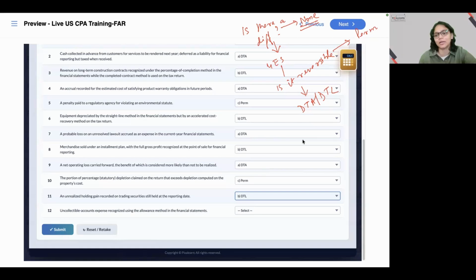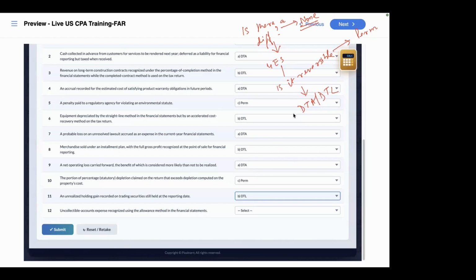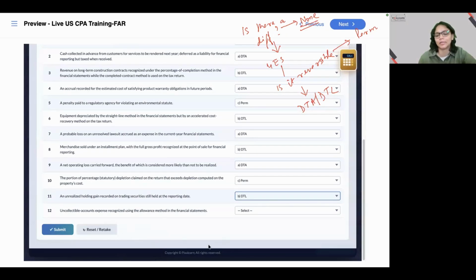Whose turn is it? Rick. I hope you get this question correct, okay? You will get this correct. I'm 100% sure. Let's try this together. Uncollectible accounts expense recognized using the allowance method in the financial statements. What are we doing? Let's see here. We're accounting for an allowance. So what is the JE that you have passed here? Tell me that.